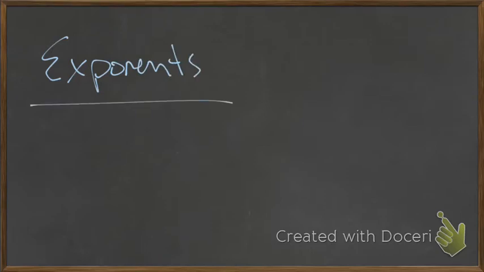So today we're going to talk about something you already know. We're talking about exponents. Or if you want to get fancy, you can call them exponents. So an exponent is made of two main parts. When we have an exponent, we're going to have a base and an exponent.